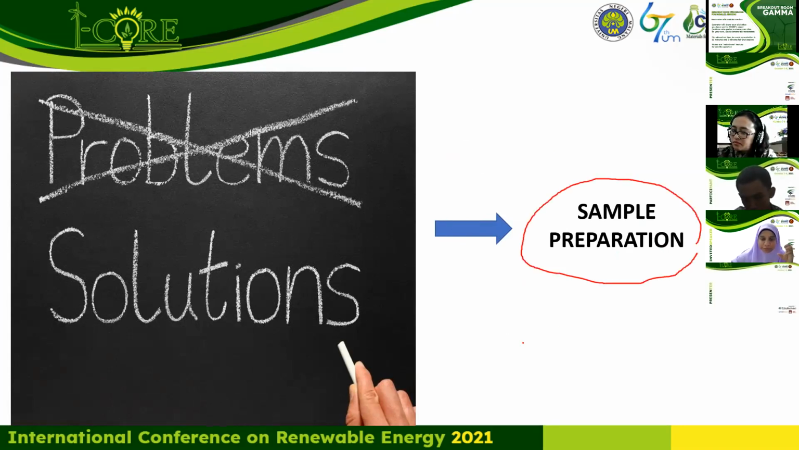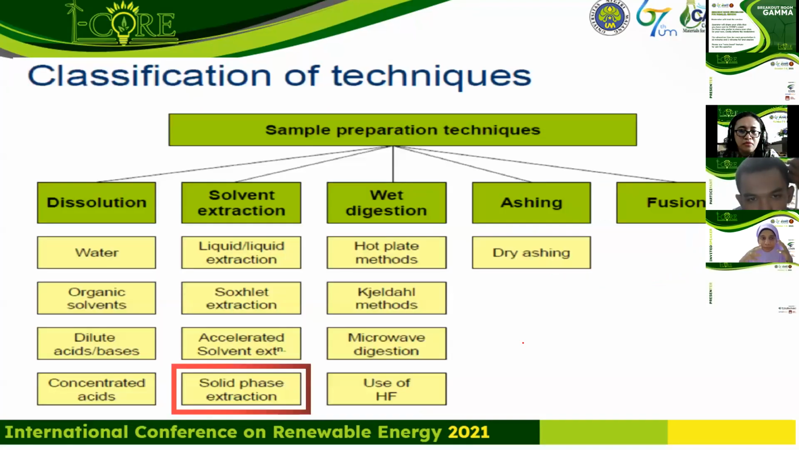Under these sample preparation techniques, we will ensure that we remove all the matrices, which is one of the main obstacles, and then we change the sample into the right form, and then we increase the concentration, so the sample can be easily detected. We have a lot of techniques, but today I would like to focus on one technique only, which is the solid phase extraction technique.